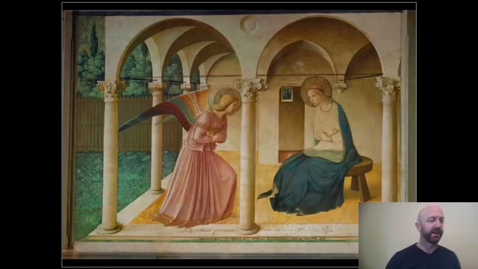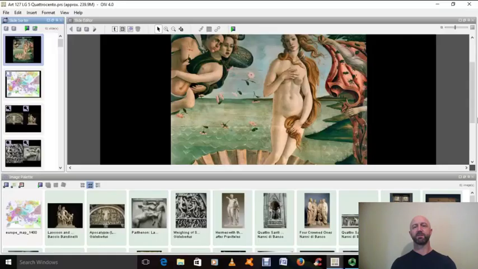Moving on to another artist here, and I'm going to take a brief break here, but this is Fra Angelico's work. Give me a moment. I'll be right back.